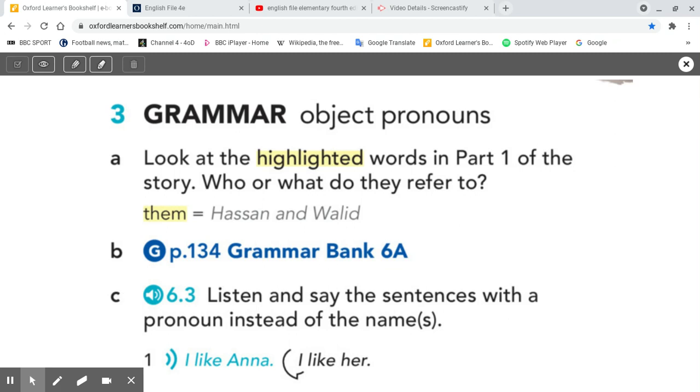Now, there are 2 kinds of pronouns that we need to talk about. The first ones are subject pronouns. A subject pronoun is what comes at the beginning of the sentence. So that is I, you, he, she, it, we, you, and they. Okay. The object pronouns are things like me and him and her and us and them. Okay. So for example, I like sweets. I like them. Okay. Let's have a look at the back of the book, page 134.